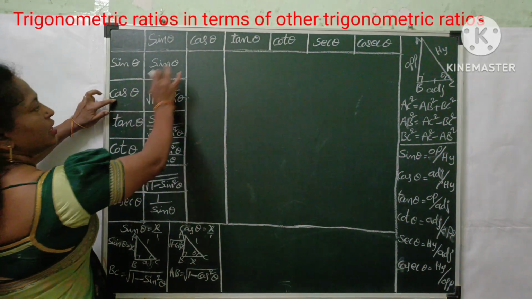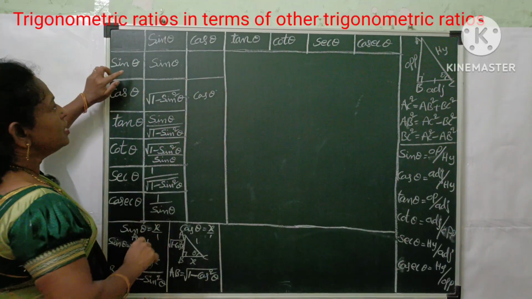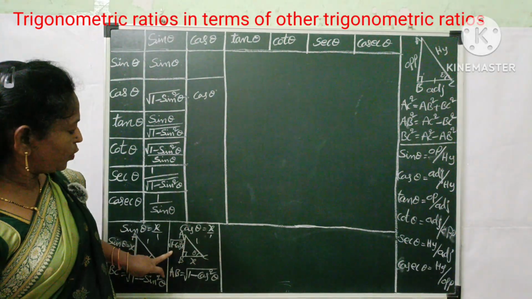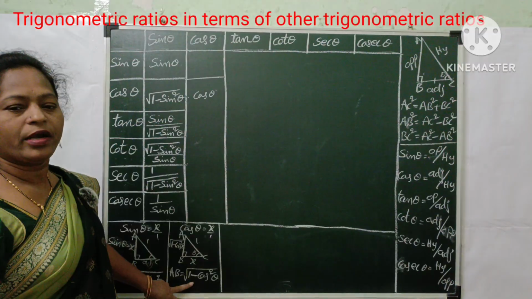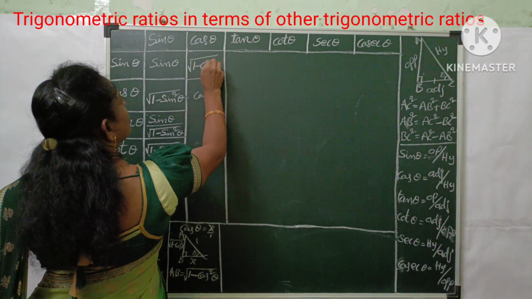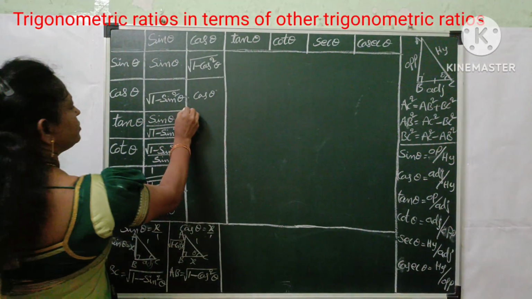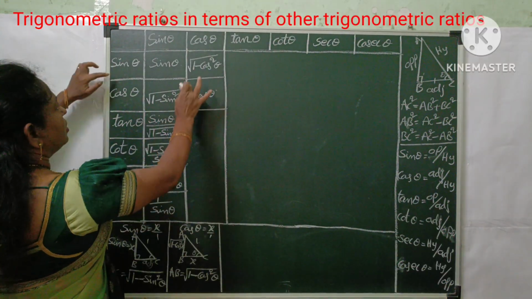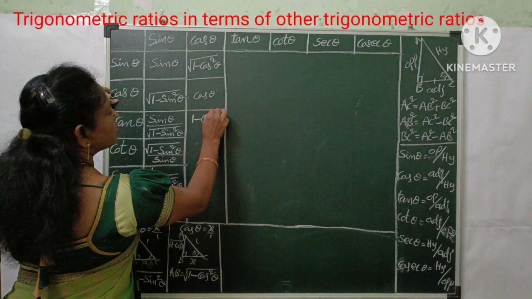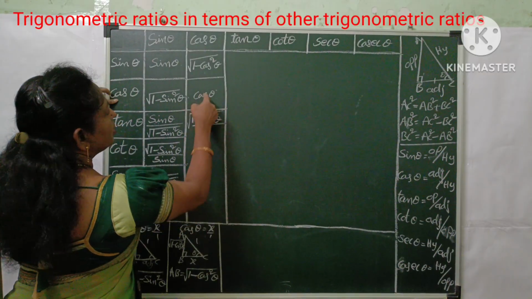Now write that cos theta in terms of cos theta only. Next, sin theta in terms of cos. Sin ratio is opposite by hypotenuse. Opposite is square root of 1 minus cos square theta, by 1 means itself only. Okay. Next, tan theta, sin theta by cos theta. Here sin is square root of 1 minus cos square theta by cos theta.